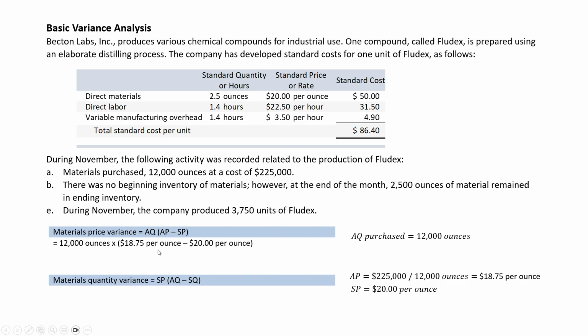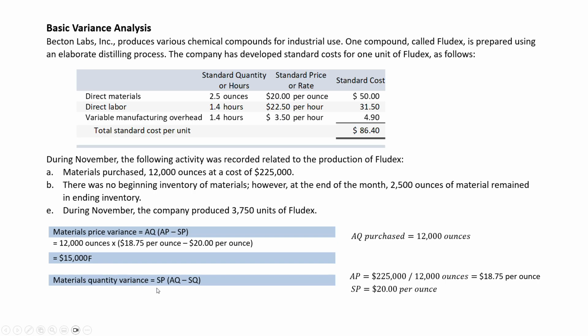Actual quantity of 12,000 ounces times the difference between $18.75 actually paid per ounce minus $20 per ounce of what the standard is. So before I do the final solution, consider that we're saving $1.25 per ounce. So this is going to be favorable. $1.25 per ounce saved times 12,000 ounces is $15,000 favorable. Here's where things get tricky.